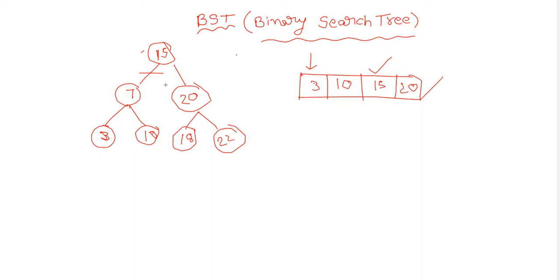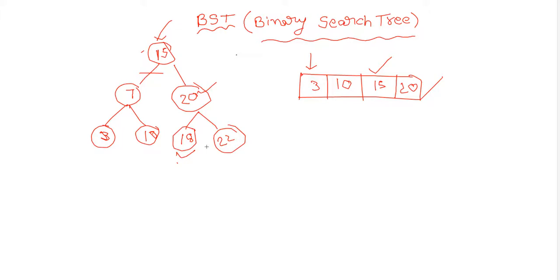Suppose you want to search for the element 20, then I will go to the root element. Is 20 greater than 15 or less than 15? 20 is greater, so I will go to the right-hand side. Suppose you want to find 18. Is 18 smaller or greater than 15? Greater, so I will go to the right-hand side. Now 20 is there. Is 18 smaller or greater than 20? Smaller, so I will go to the left-hand side. So within two iterations I will find the element.